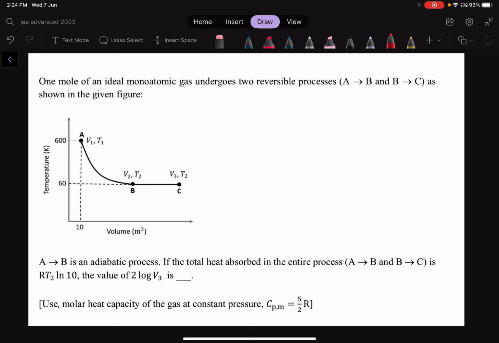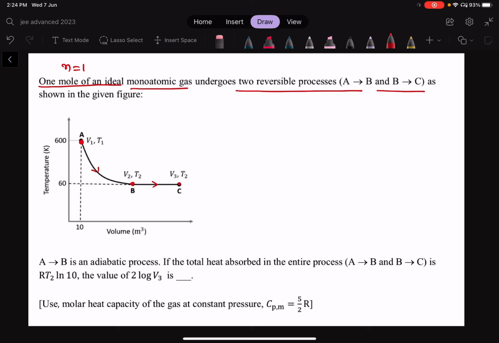So in this video, we are going to discuss one question from JEE Advanced 2023, coming from the topic of thermodynamics. Let's see that we have one mole of an ideal gas, and that ideal gas is monoatomic in nature. It undergoes two reversible processes, A to B and B to C. So from A to B and then B to C, it is going like this.